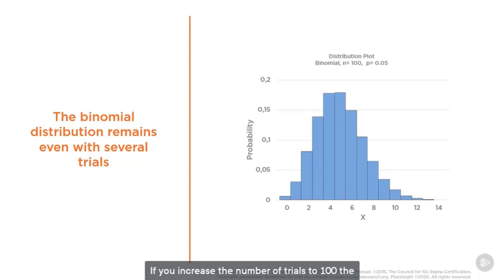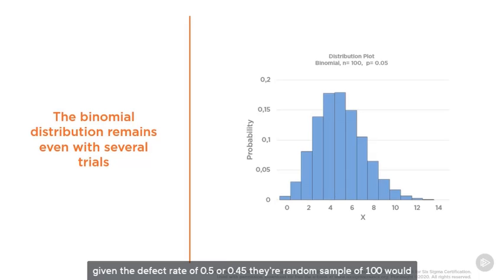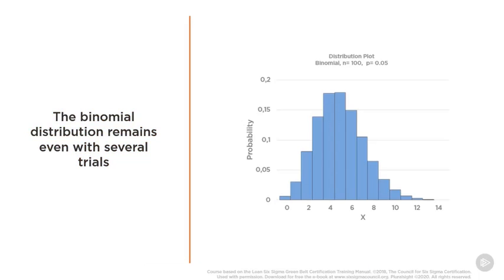If you increase the number of trials to 100, the binomial distribution remains. Here, you can see that the greatest likelihood for this process is that within 100 samples, 4 or 5 will be defective. It is unlikely, given the defect rate of 0.05, that a random sample of 100 would ever have more than 11 or 12 defective parts.